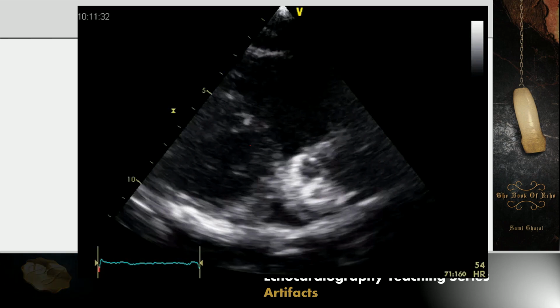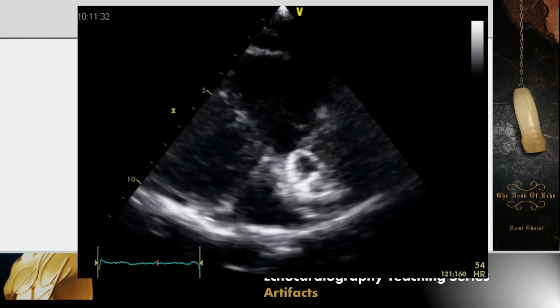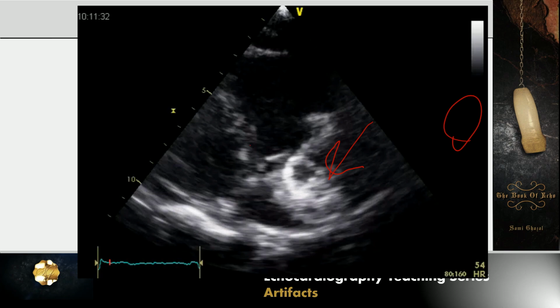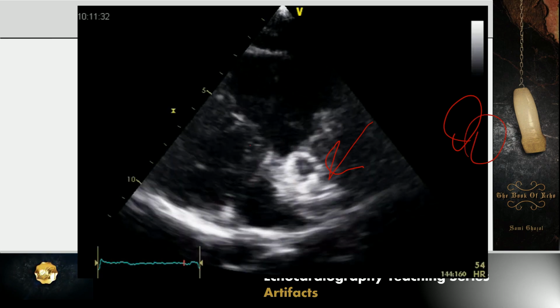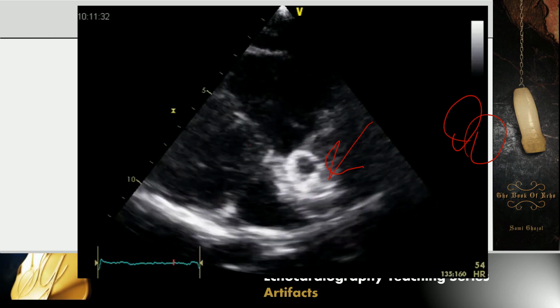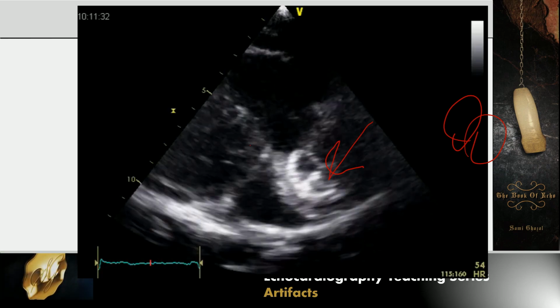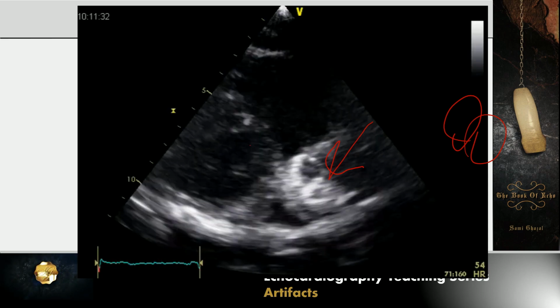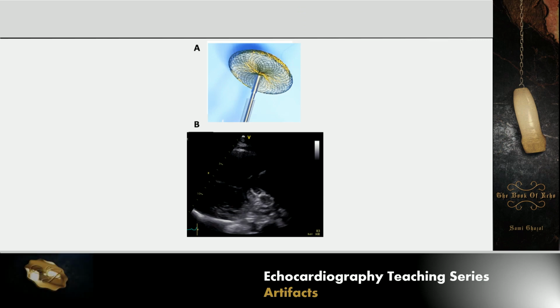Another artifact is the figure of 8 artifact. If you look at this bright object here, it looks like a figure of 8, and it is caused by an ASD closure device or PFO closure device, due to the nitinol mesh arrangement. If you look at the arrangement of that mesh, it will reflect the beam in such a way that you will have a figure of 8 artifact.